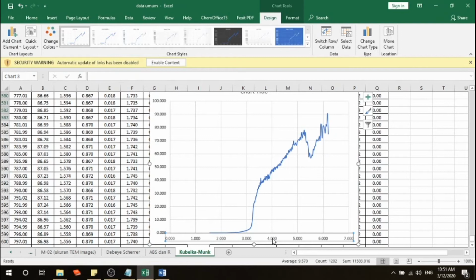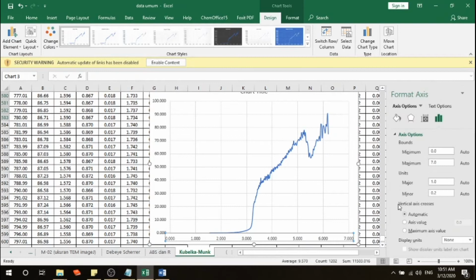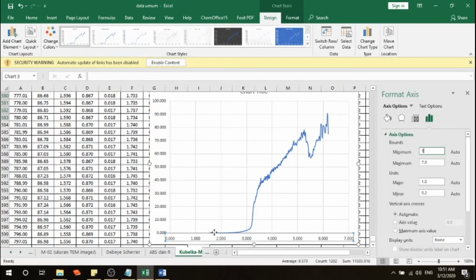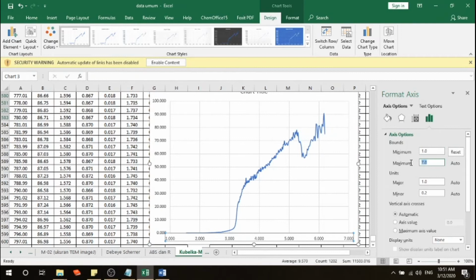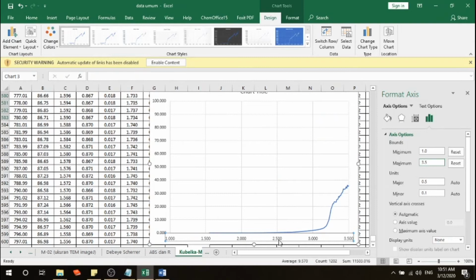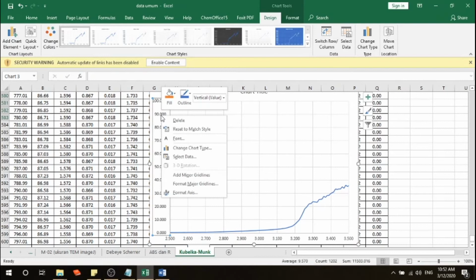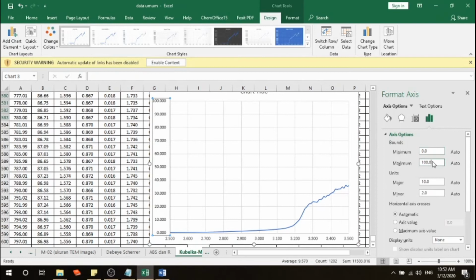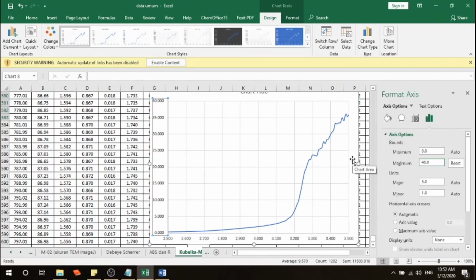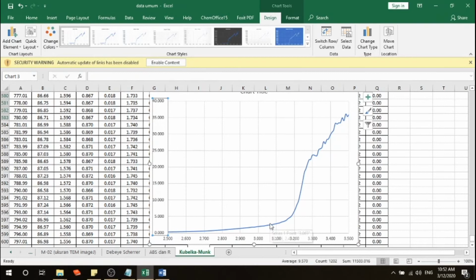Format axis, and then the minimum I put 2.1 because it starts here, and the maximum is 3.5. So the graph is cut. Okay. So we fix the x-axis. Also do this for the y-axis. Just right click, format axis, the minimum is 0, okay, no problem. So 40 is enough. Okay, we got this picture, and then make sure we have this to plot, so we can draw a curve here.